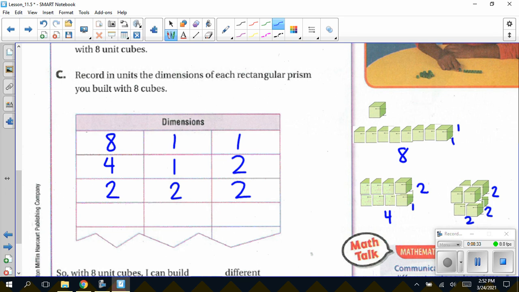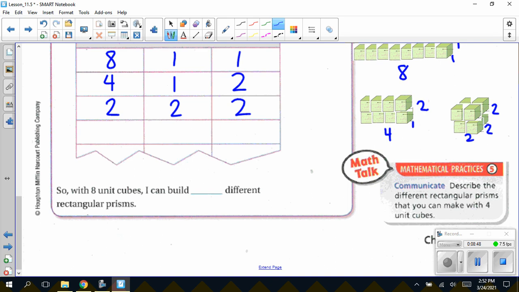There are no other ways that we could use 8 cubes to make another prism, because we would just be using the exact same numbers but just changing their order. So now, after this investigation, using 8 unit cubes, I see that there are 3 different prisms that I can create.